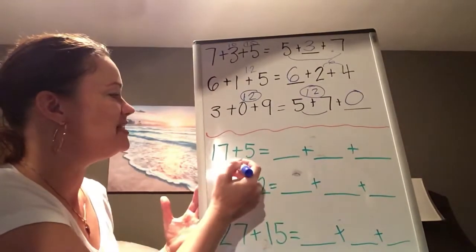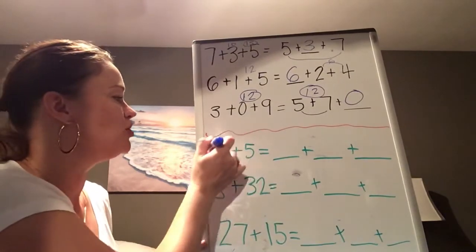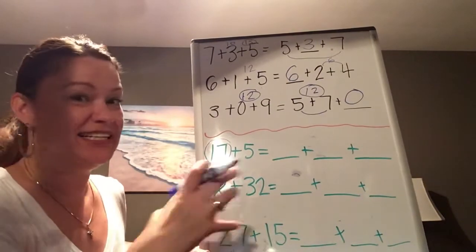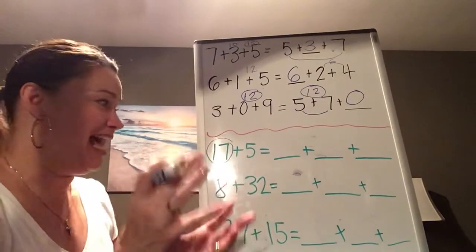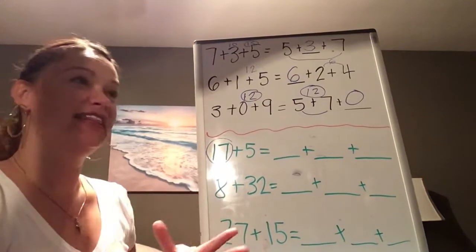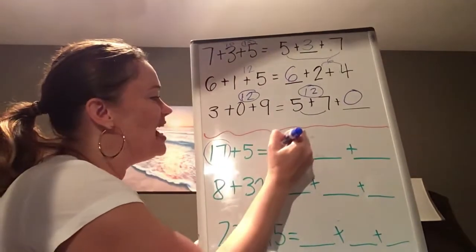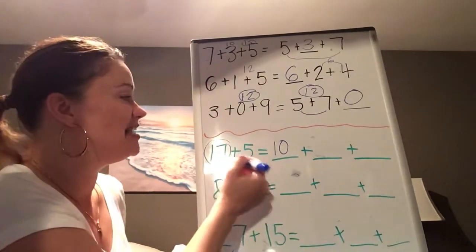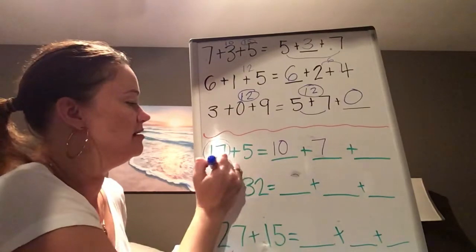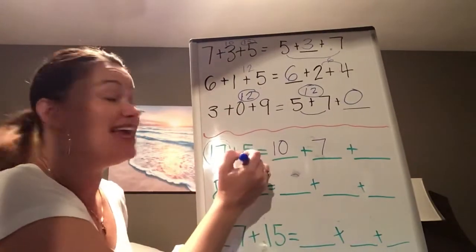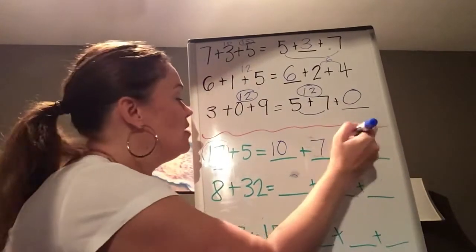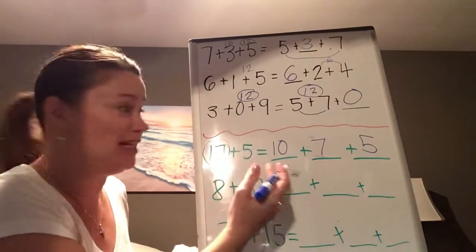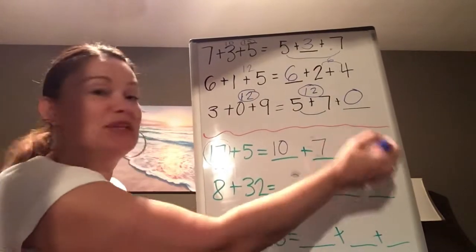Okay, so here I have 17 plus 5. So I'm going to take my larger number, my 17, and I'm going to break that into an easier two numbers to add. So I'm going to use my friendly number of 10. And so I'm going to put my 10, and to get to 17, I would add a 7. So 10 plus 7 is 17. And the other number is going to stay the same. So I'm going to put that over here, plus 5. So 17 plus 5 can also be written, it's the same as 10 plus 7 plus 5.